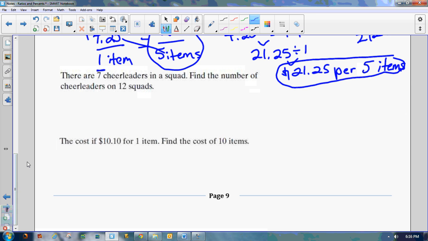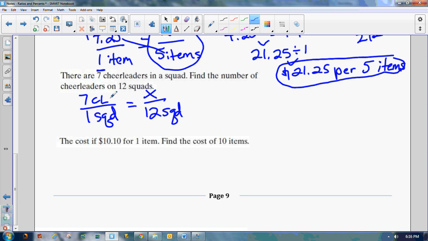Let's look at the cheerleaders. There are 7 cheerleaders in a squad. So 7, I'm going to say CL for cheerleaders, and in one squad, SQD. And we want to know then how many cheerleaders are there in 12 squads.